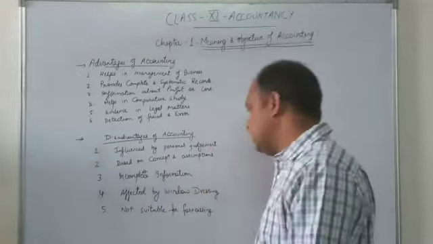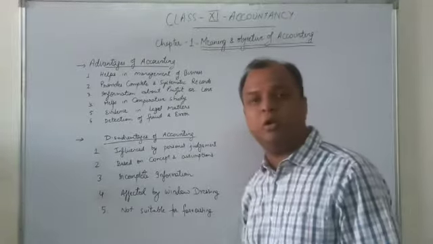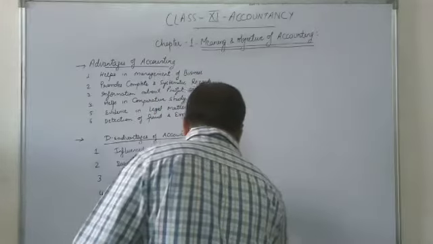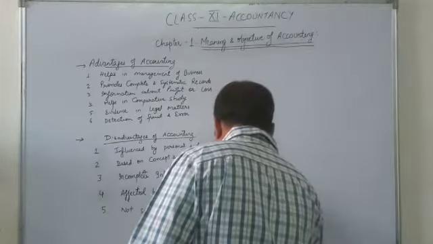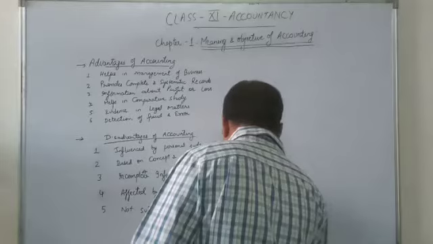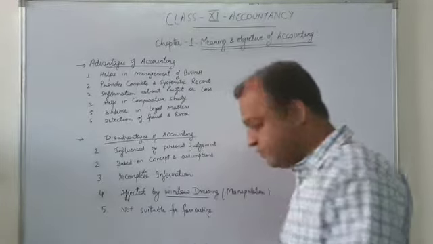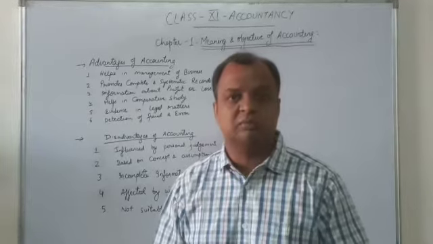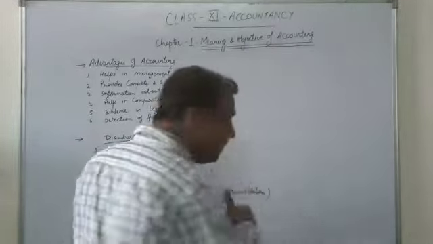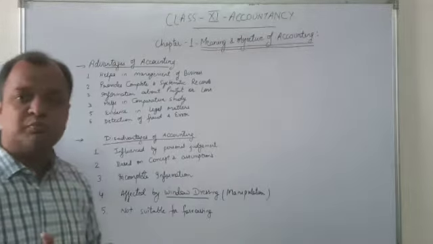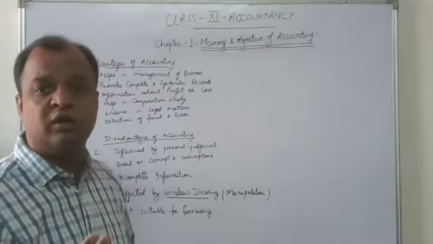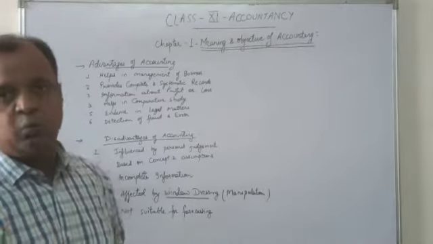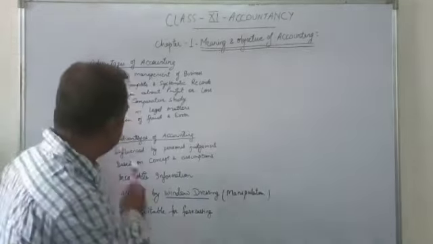Okay. Next, affected by window dressing. This is a new term for you all. Window dressing can also be said as manipulation. Manipulation मानते हैं, जानते हैं ना सब? Manipulation क्या होता है? Some changes. Manipulation means some changes. So accounting can be changed as per the convenience of the user or as per the convenience of the owner. And once it is being changed, this is a disadvantage.